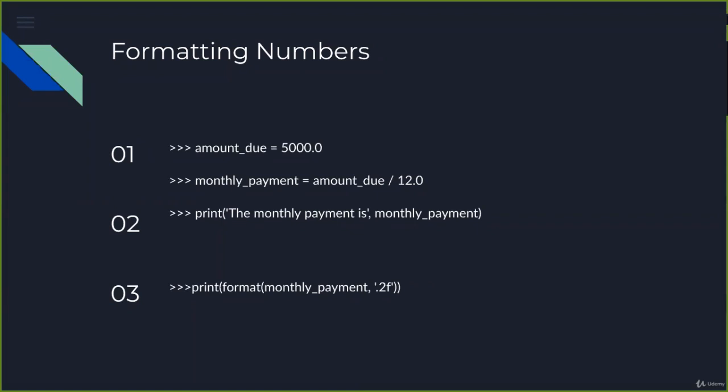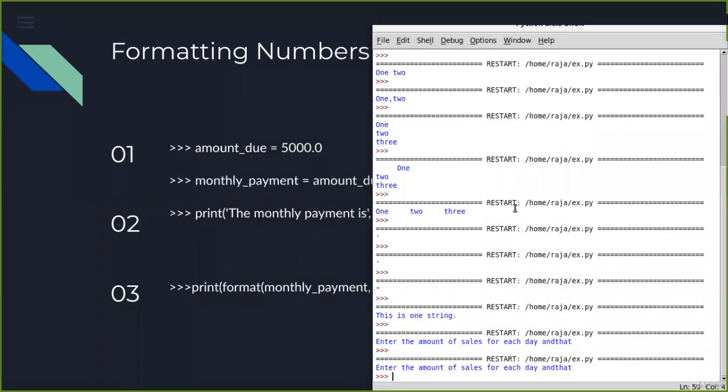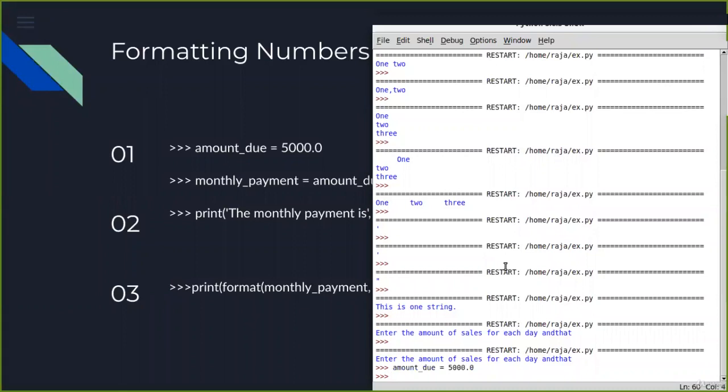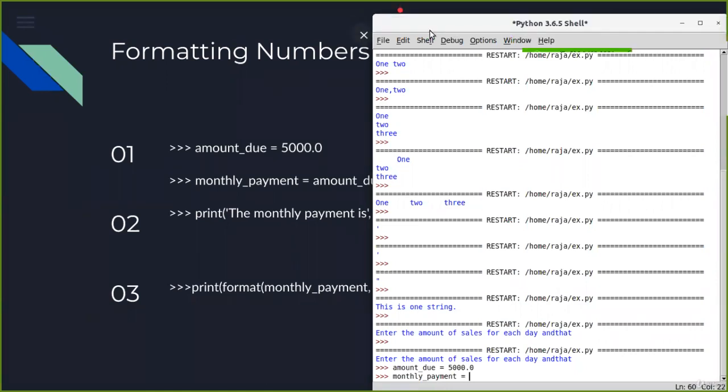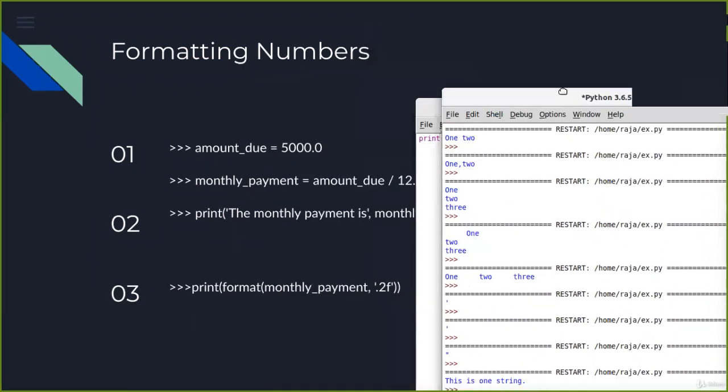Now I can do this. So say I have a number, let me declare a variable 5000 and another variable monthly payment, and I declare it as amount due by 12.